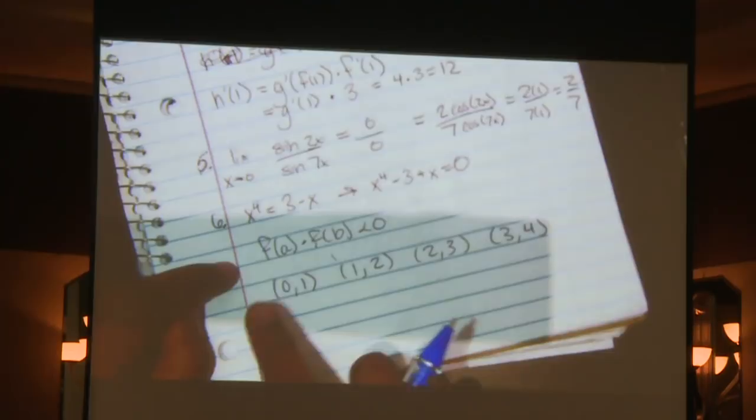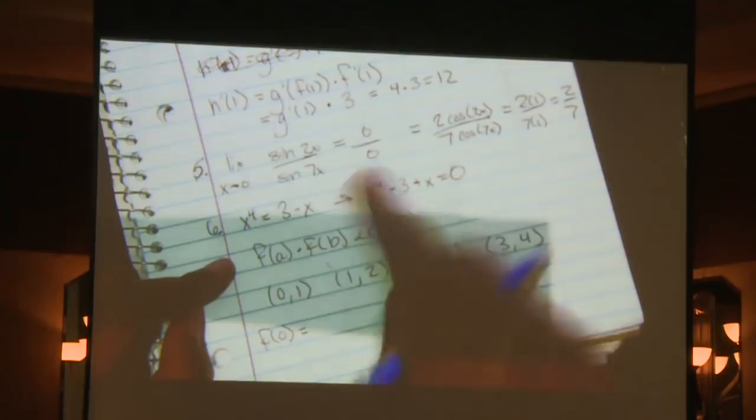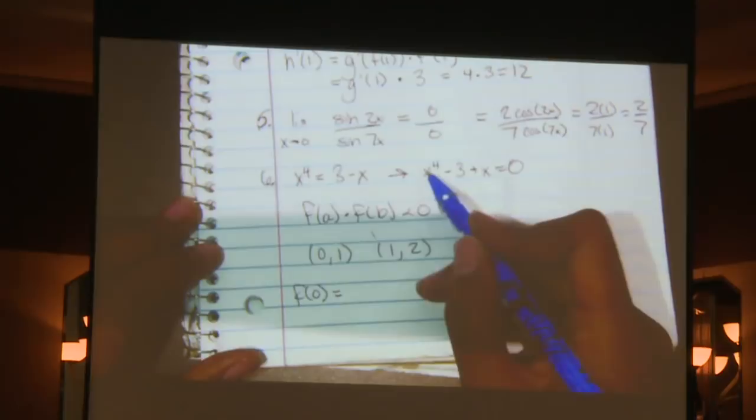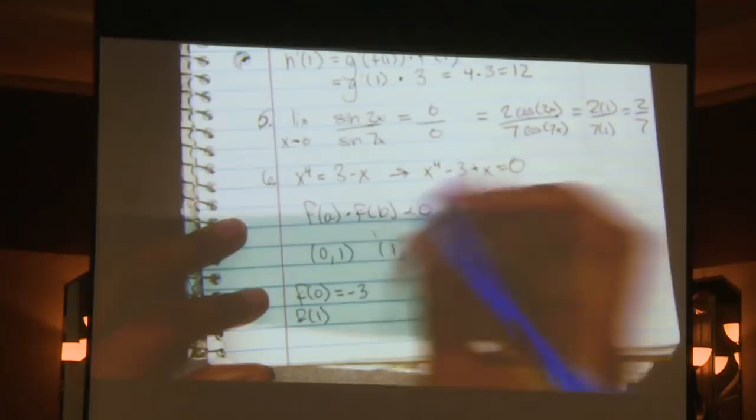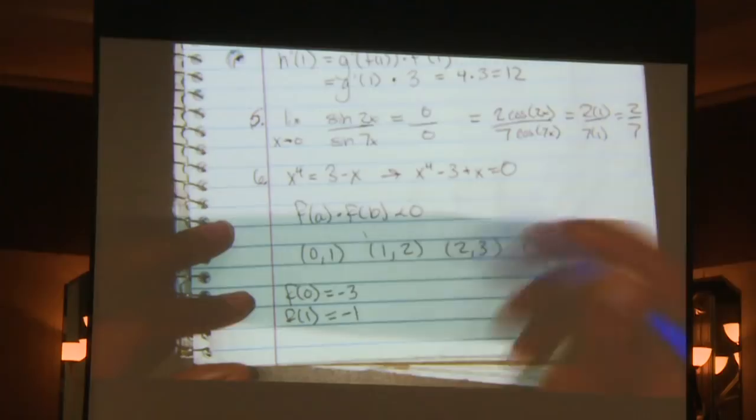So I'm going to say f of 0, and now I just plug in my 0. Can y'all see this? When I plug in 0 here, I get 0 minus 3 plus 0, so that gives me negative 3 for f of 0. For f of 1, I get 1 minus 3 is negative 2, plus 1, that gives me negative 1. I multiply these together, I get 3, which is not less than 0, so it's not this interval.